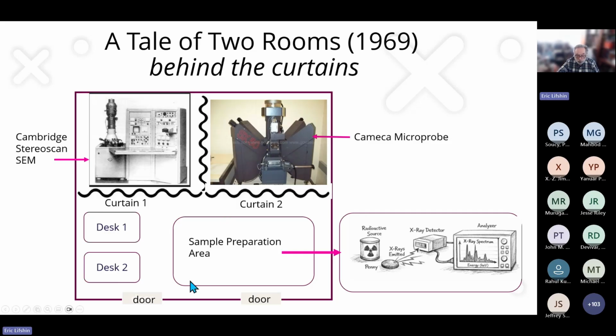So one day a salesman walked in through the door, and he brought with him a radioactive source, a penny, and an X-ray detector, and he set it up on my sample preparation table. He shined the radioactive source on the copper penny, picked up the X-rays with the detector, and showed me the spectrum of copper. And he said, well, people are starting to do this on microprobes. Would you like one? I said, sure. And I got one. I said, by the way, let's go behind curtain number 1.